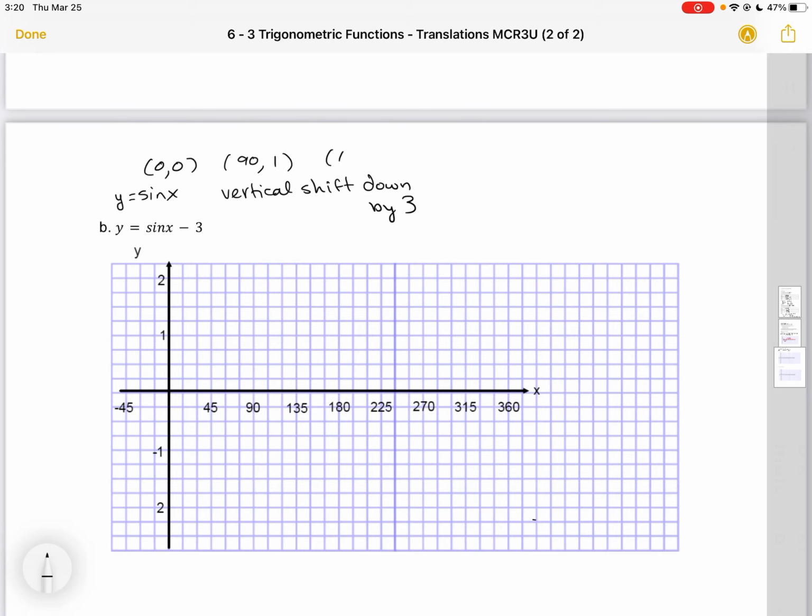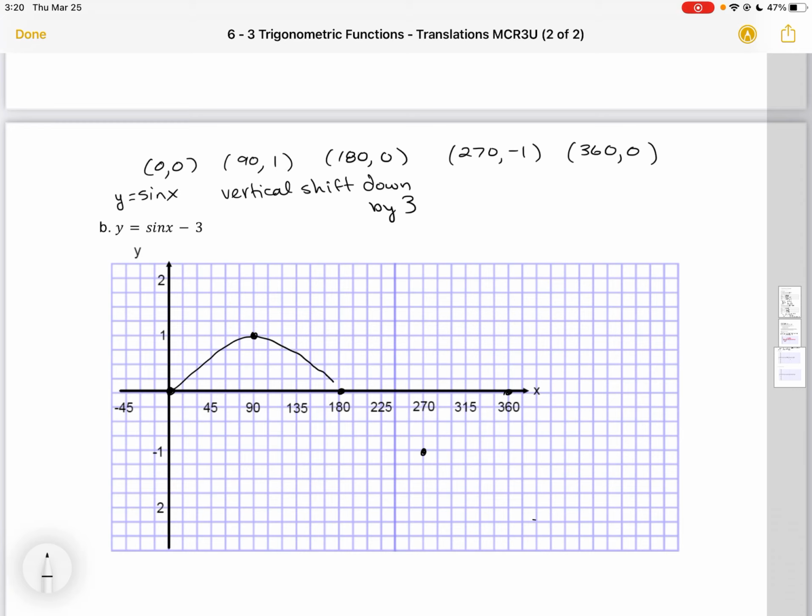So my original points for sine x are 0, 0, 90, 1, 180, 0, 270, minus 1, and then 360 and 0. So I'll plot those points. 0, 0, 90, 1, 180, 0, then I've got 270 and minus 1, and then 360 and 0.